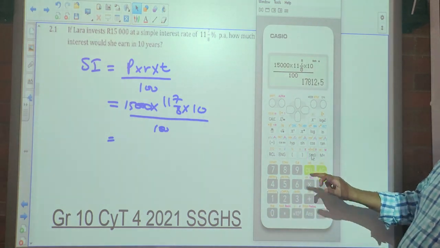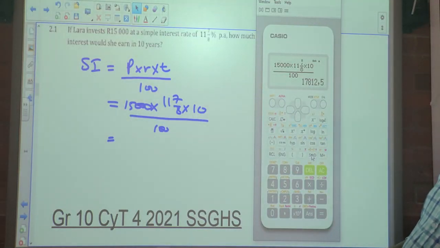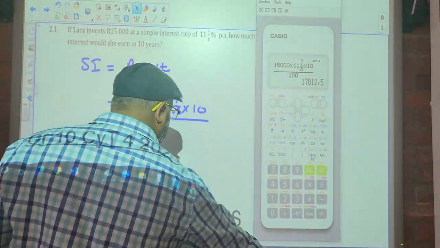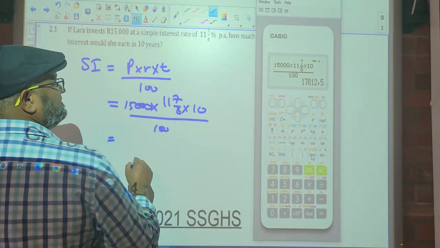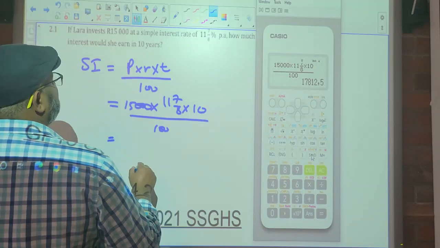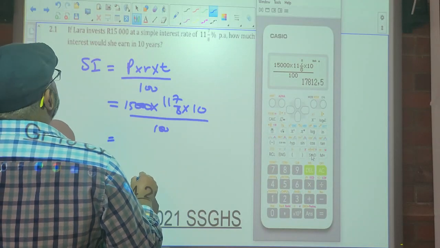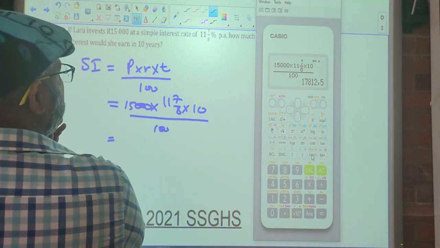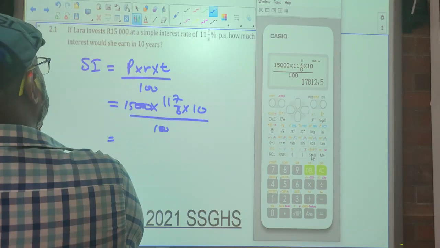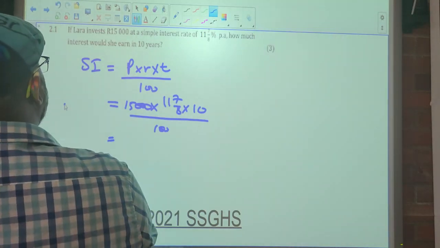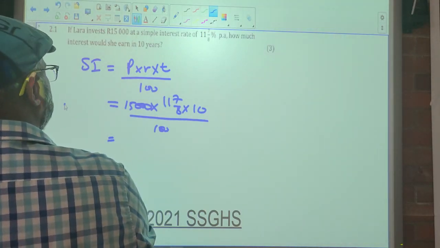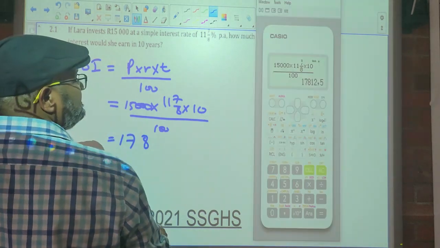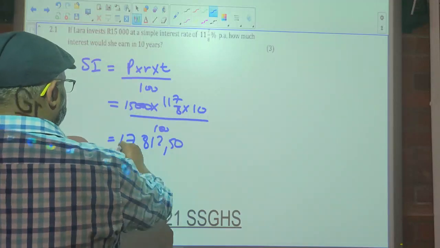Gives me an answer of 17,800. Is that correct? Not the same answer. Okay, so it's 15,000 at the simple interest rate of 11 and 7 over 8% per annum. How much interest would you earn in 10 years? Simple interest. So I'm getting 17,812 rand and 50 cents.